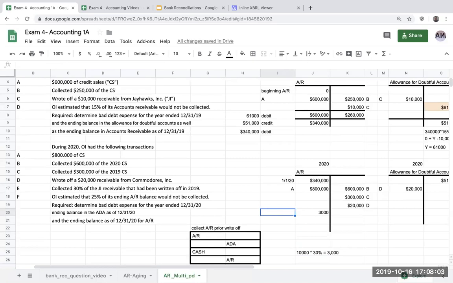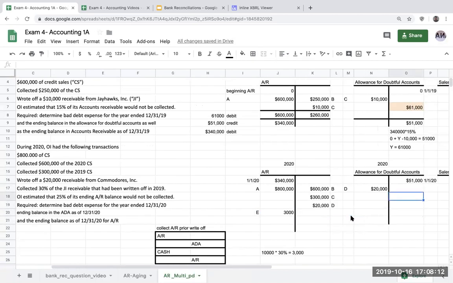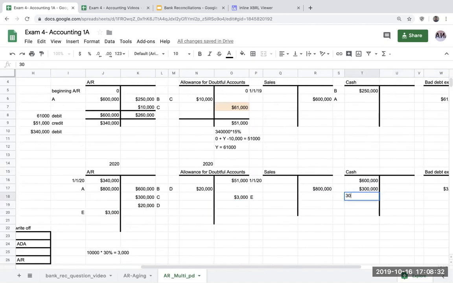So this is my first part of letter E. For every debit, I need a credit, so I'm going to credit my allowance for doubtful accounts for this $3,000. However, I'm not done. When I collect a receivable that I previously wrote off, I reinstate the receivable, and then I show the cash being collected, which would be a debit to cash and a credit to accounts receivable for letter E.